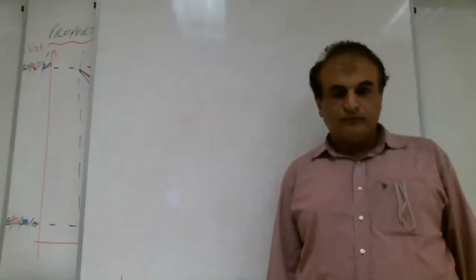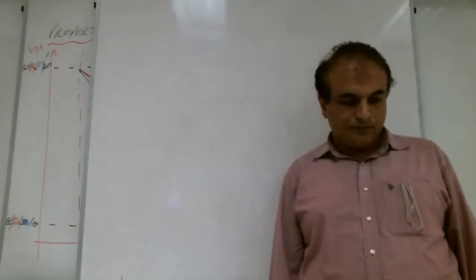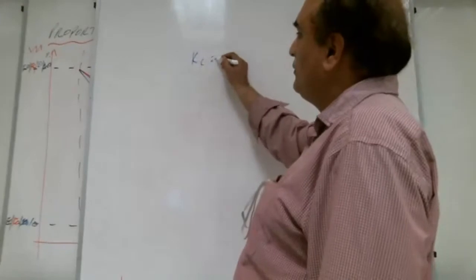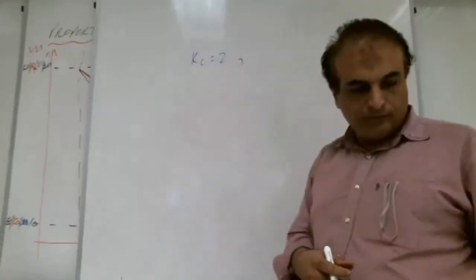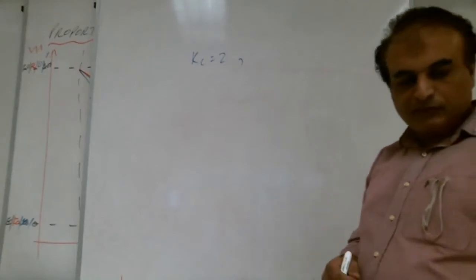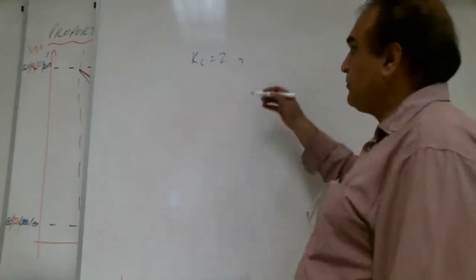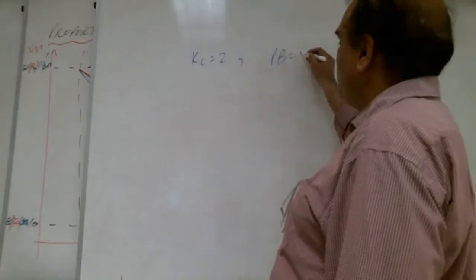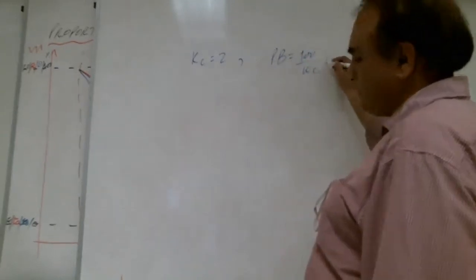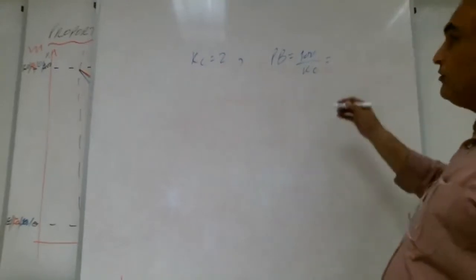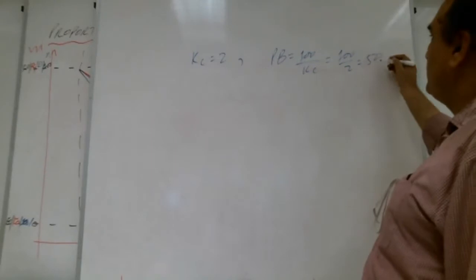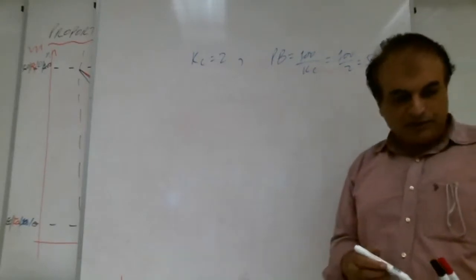A proportional controller has a gain of 2. Very good, KC is 2. What is the proportional band? Proportional band is equal to 100 over KC. So what is KC? 2. So the proportional band is 50%.